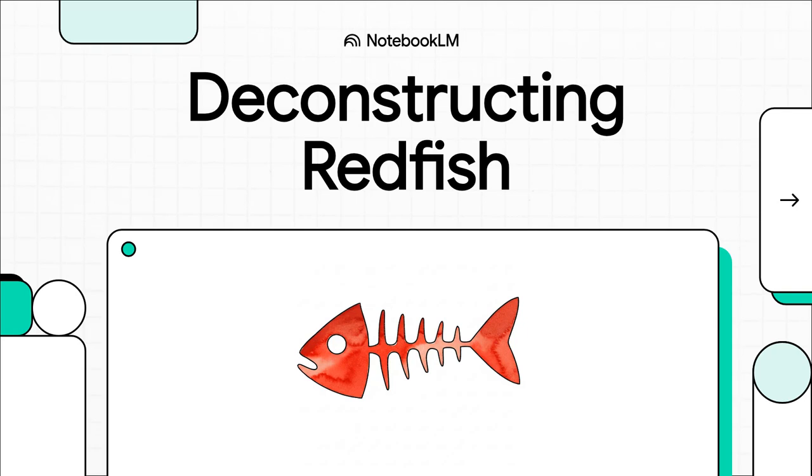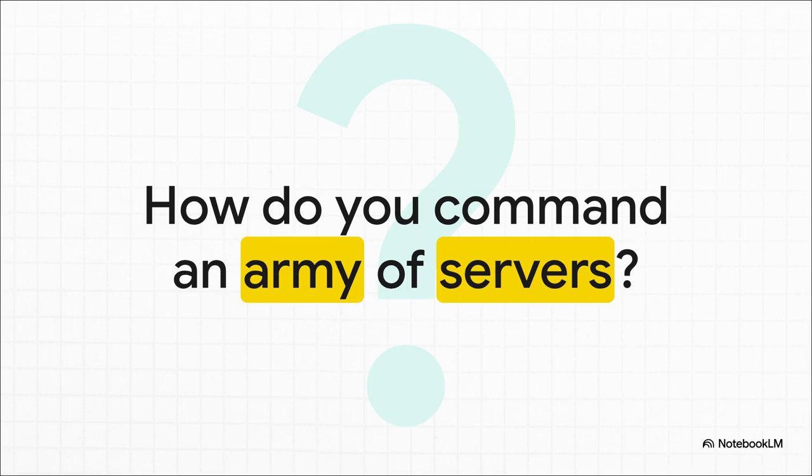Have you ever wondered how the big cloud companies manage to provision thousands of servers with what looks like a single command? Well, you're about to find out. Today, we're deconstructing the API that makes it all possible, Redfish. Let's dive right in.